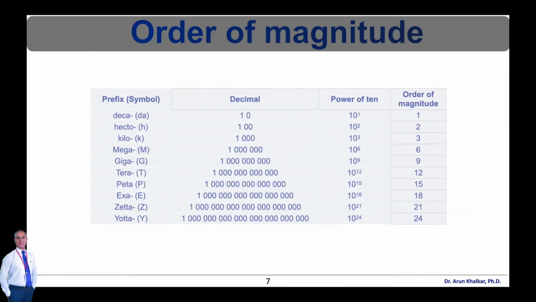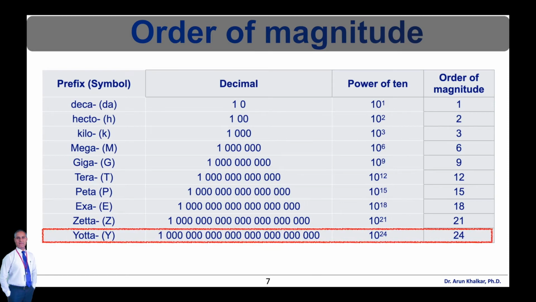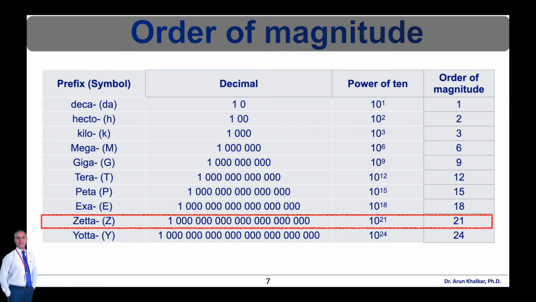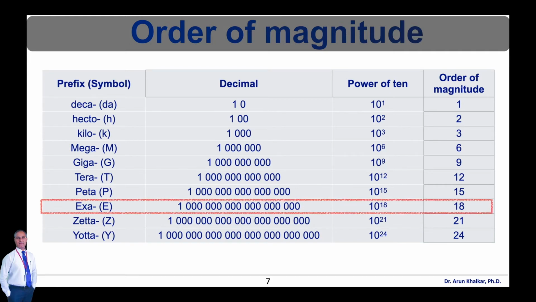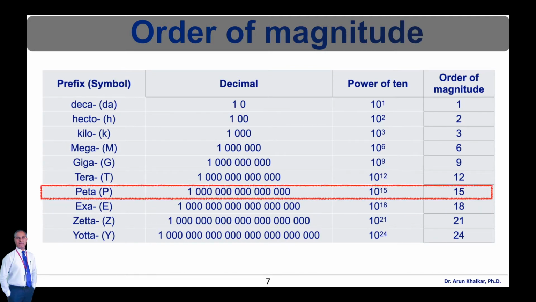In a similar way, for the higher scale, the order of magnitude is shown in this table. For 10 raised to 24, the order of magnitude is 24, which is called yotta, capital Y. Next one is 10 raised to 21, order of magnitude is 21, which is called zetta, capital Z. Next one is 10 raised to 18, order of magnitude is 18, which is called exa, capital E is the representation for this.